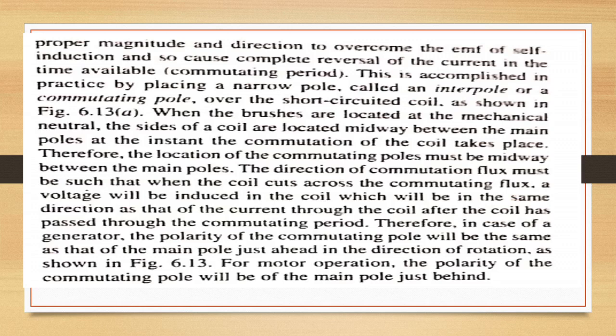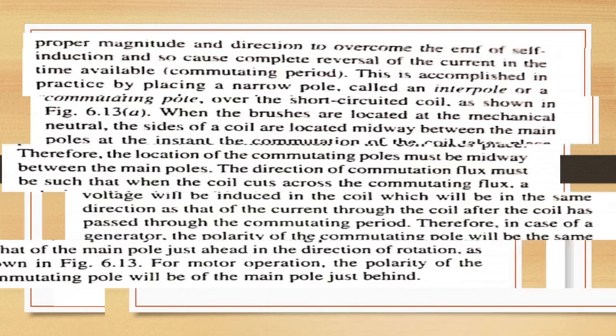Therefore, in case of a generator, the polarity of the commutating pole will be the same as that of the main pole just ahead in the direction of rotation. And for motoring action, the polarity of the commutating pole will be that of the main pole just behind.